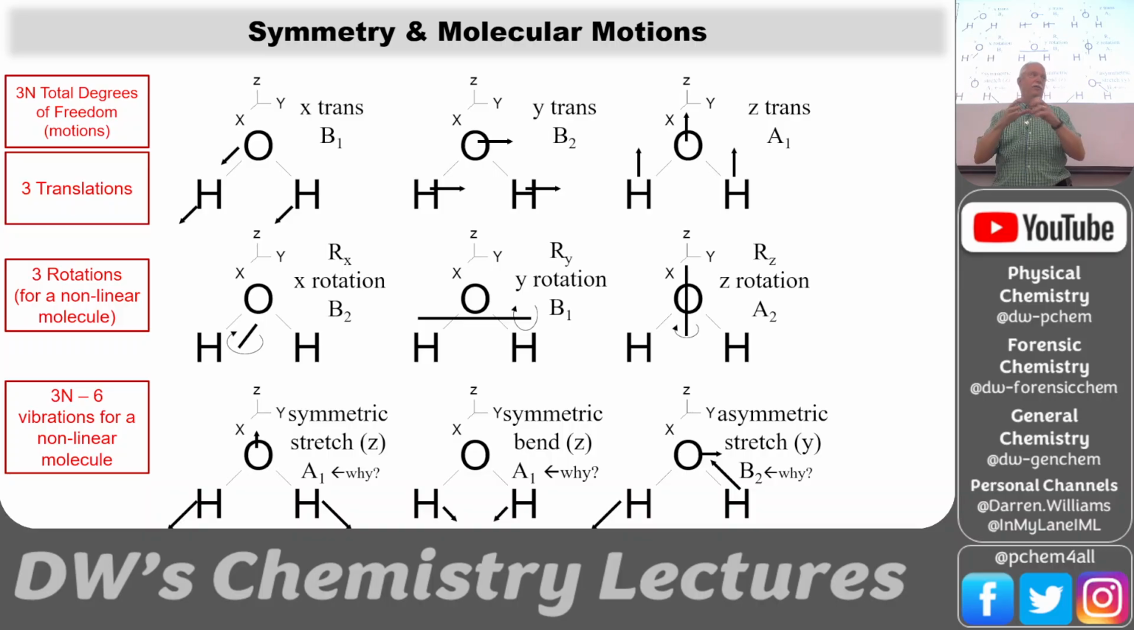Benzene, complicated molecule. I've got 6 carbons, I've got 6 hydrogens, so 6 CH bonds. I know I'm going to have 6 CH stretches. Now they're going to be crazy combinations with each other, but I still know that I'm going to have a total of 6 CH stretches, because that's mathematically what I've got.